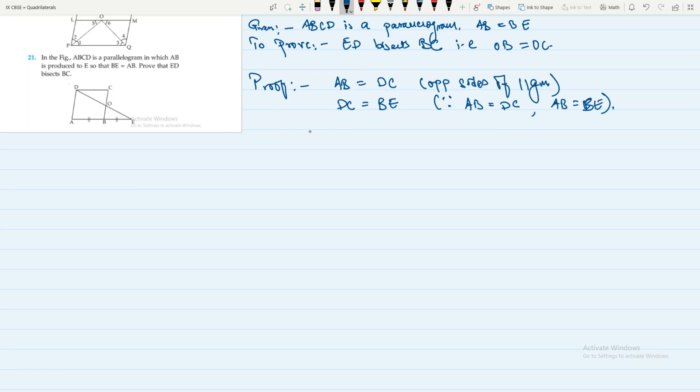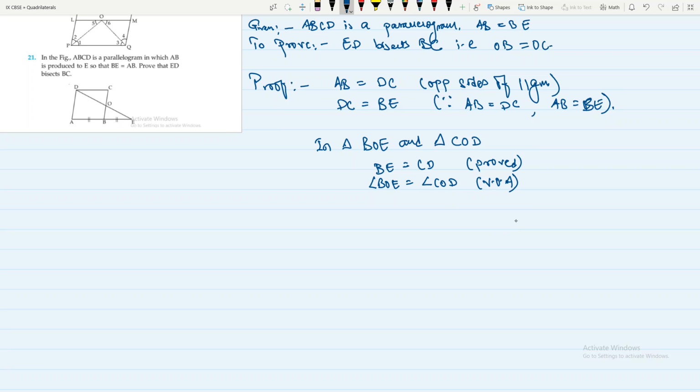Now, angle DOC is equal to angle EOB, vertically opposite angles. Before we proceed, I think we should consider triangles, right? So in triangle BOE and triangle COD, we can say that BE is equal to CD. Proved. Next part, please. Then angle DOC is equal to angle EOB, vertically opposite angles. Angle BOE is equal to angle COD, vertically opposite angles.